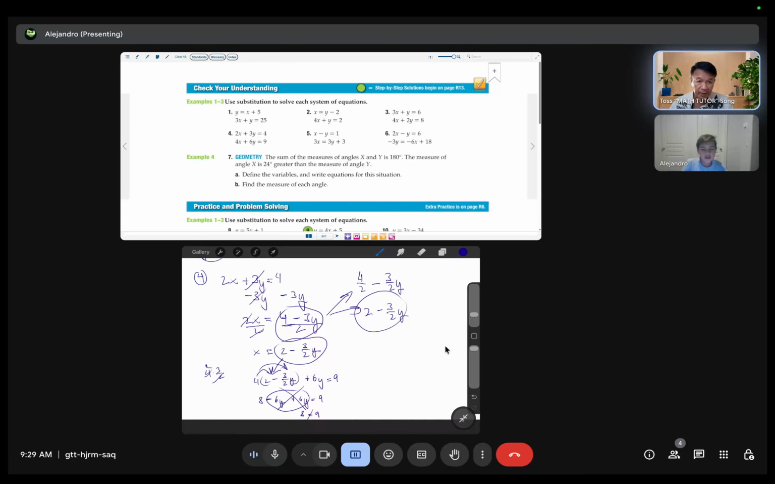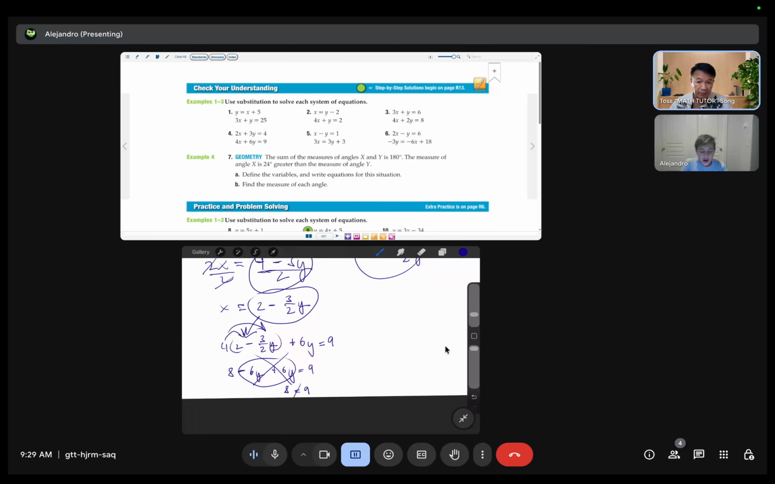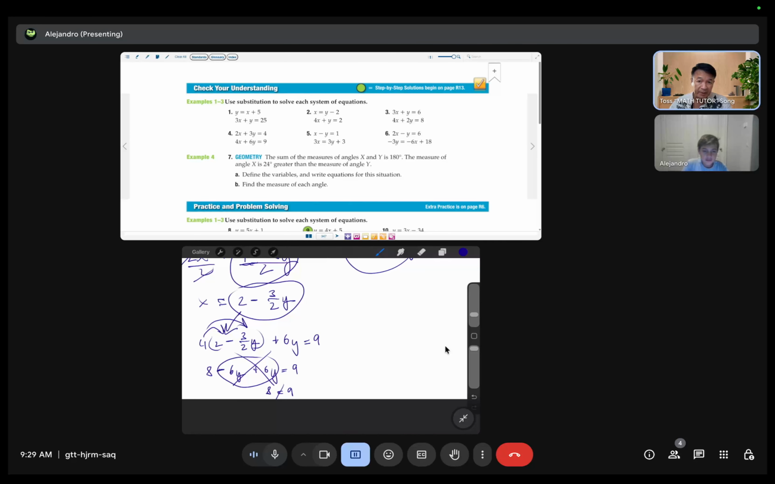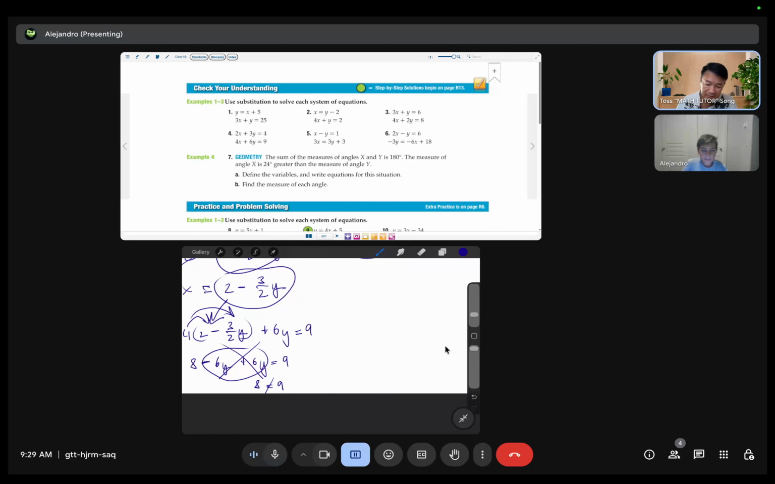Now, I'll go back and check. But when this happens, when you do your work and you come down to something odd like this, and it's not true, you're left with 8 equals 9, which is not true. Guess what? You would stop immediately and say there is no solution to this equation. Is that okay? So what you're going to do is say no solution.